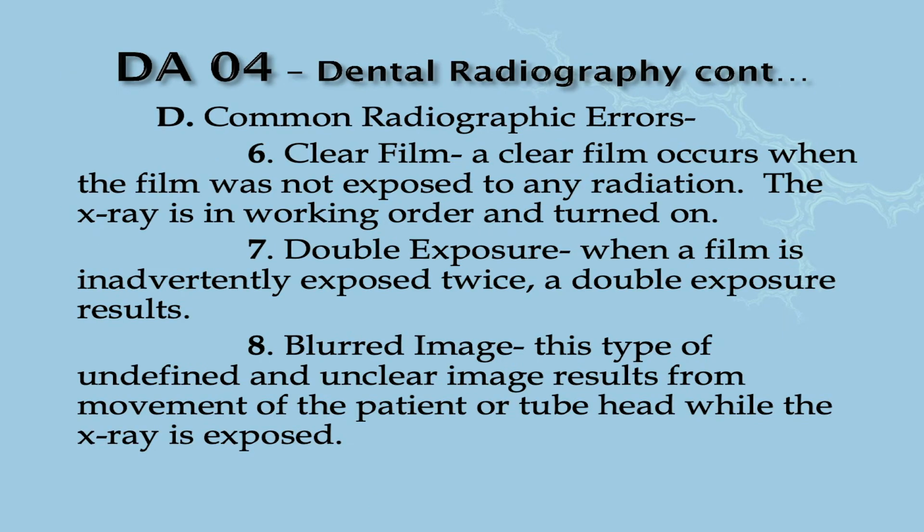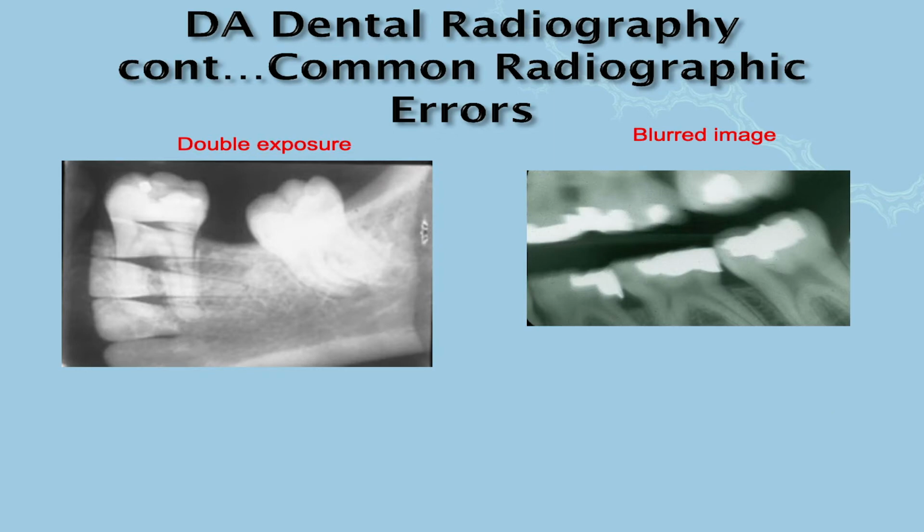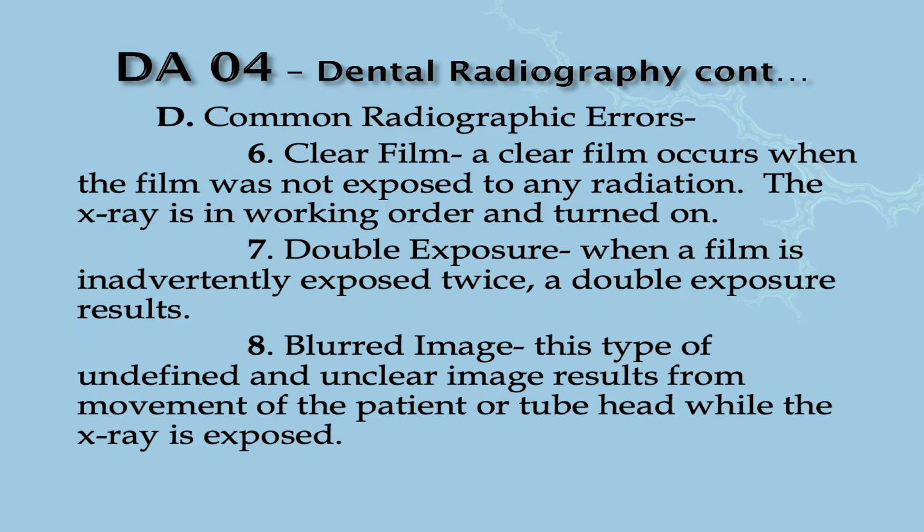Clear film occurs when the film was not exposed to any radiation, and the x-ray is in working order but is not turned on. Double exposure occurs when the film is inadvertently exposed twice. A blurred image occurs often when there is movement of either the patient or the tube head while the x-ray is being exposed.